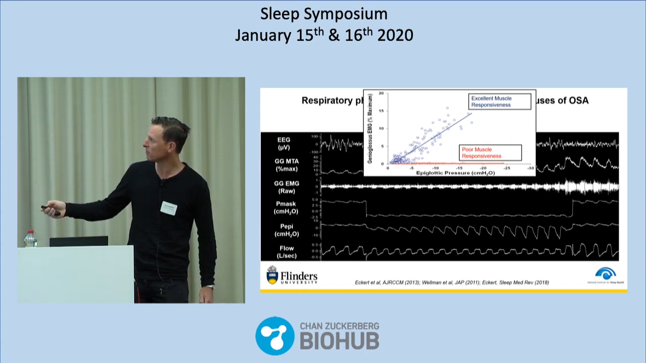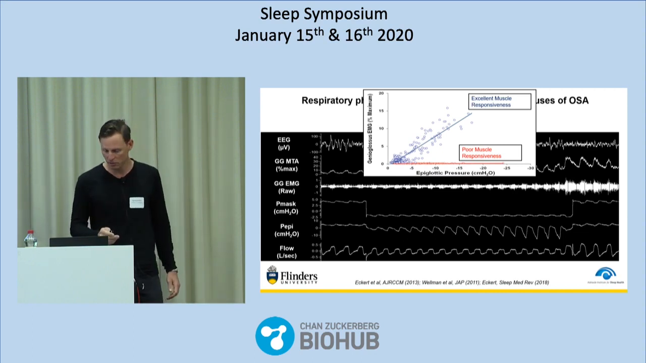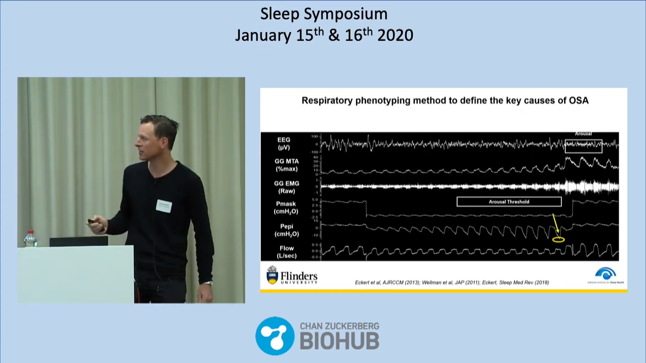And here is what those two different scenarios look like. Here's someone with a flat muscle responsiveness, so despite increasing epiglottic pressure, they're unable to generate any muscle activity. Whereas the other extreme, the first example I showed you, was a very steep slope or very, very good muscle responsiveness.